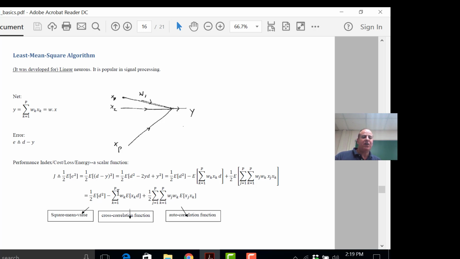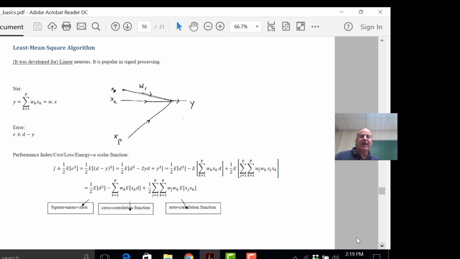And then you say, what are those terms? This term is the mean square of the desired value. This is the cross-correlation function between the input x sub k and d, with a parameter. And this is the autocorrelation of the input signals. Note in this case, we're assuming these weights are fixed, and therefore I can apply this operator through it, and I have the weights like that. So far it's the same as the gradient descent.